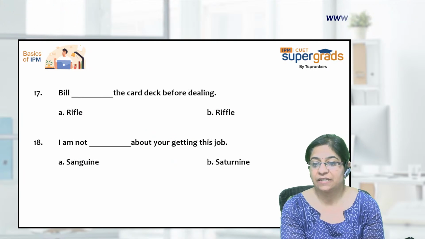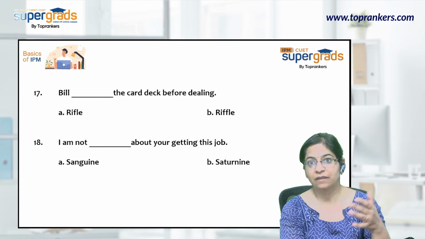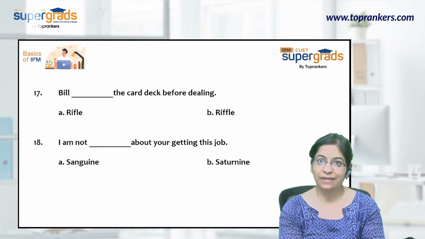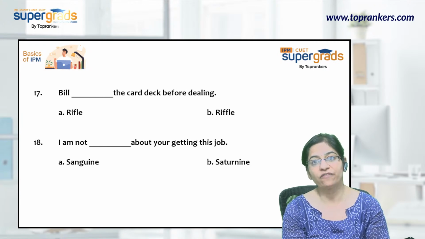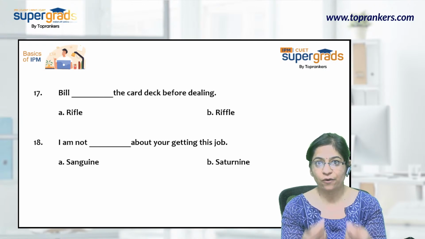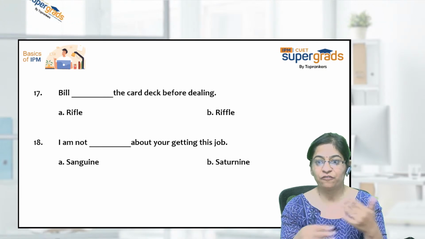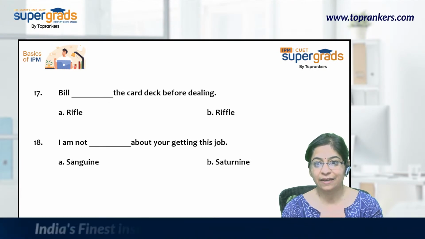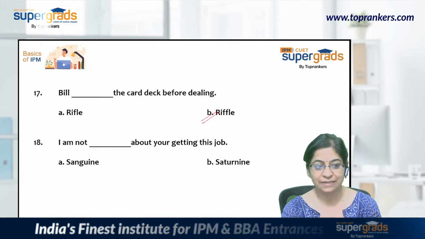Bill dash the card deck before dealing. Now, rifle is the gun that you can use to shoot someone. And riffle means to shuffle. Like you take the deck of cards, you kind of riffle them before you start playing or dealing. So he riffled the card deck before dealing.